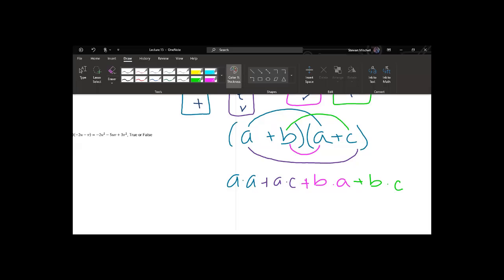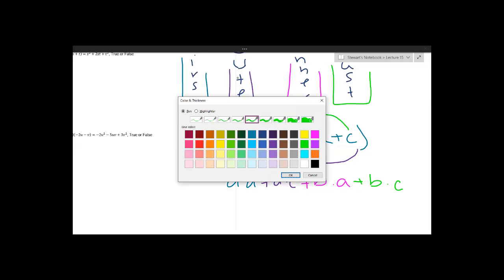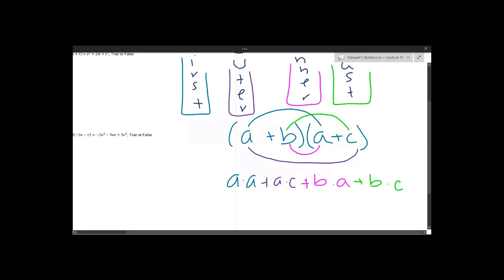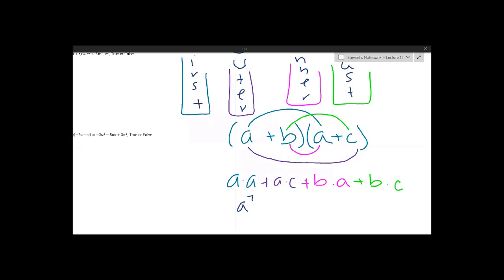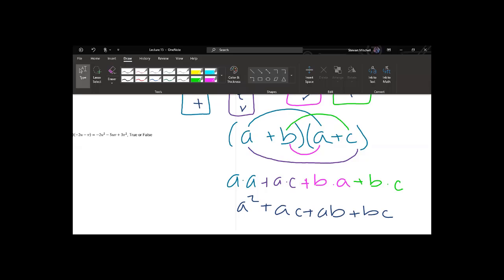So first, outer, inner, last, so that you know all of the terms got distributed to each other. What we end up with when we simplify this: a times a is a squared, can't simplify ac, we just have plus ac, then plus ab, then plus bc. So that's how you multiply those out. You FOIL them, so to speak. And if you can combine like terms, then definitely combine like terms at the end.